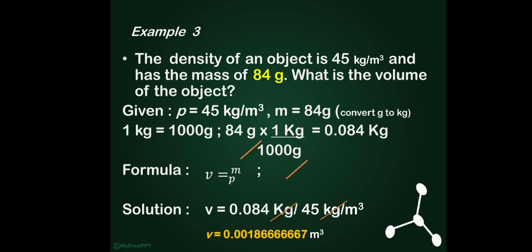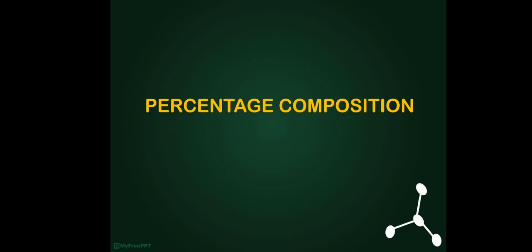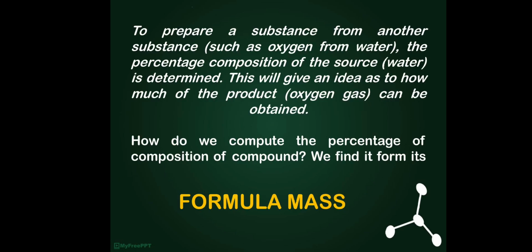Okay, so let's go now to percentage composition. We've already finished discussing how to calculate the concentration of solution. So now let's proceed to the percentage composition. To prepare a substance from another substance, such as oxygen from water, the percentage composition of the source, water, is determined. This will give an idea as to how much of the product, which is oxygen gas, can be obtained. How do we compute the percentage composition of a compound?